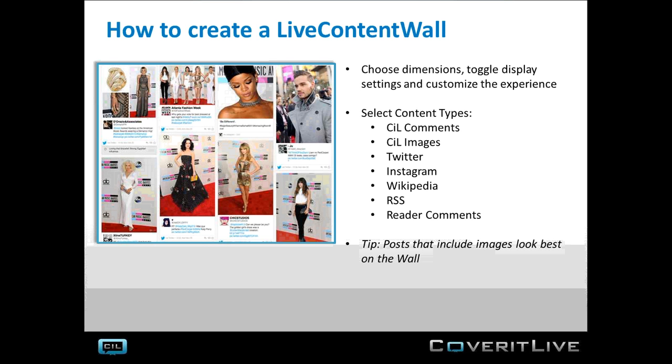And how do you create a content wall? It's really easy. I'm going to show you in just a moment. But you choose the dimensions, you toggle the display settings, and you can customize the experience. You select the content types, maybe that's CoveritLive comments, maybe that's CoveritLive images, Twitter content, Instagram, Wikipedia, RSS feeds, reader comments. And again, just a tip, but post and include images. That's what looks absolutely best on the wall. You can see it here. It's a red carpet from the American Music Awards.